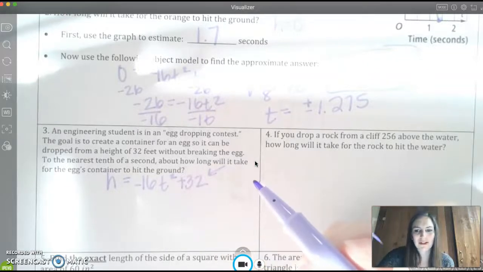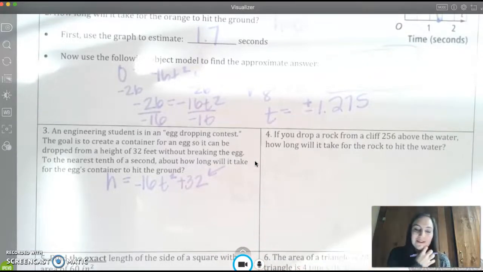Not too bad, right? I apologize for the lighting today. I'm in a different room, so I apologize, the lighting's a little weird.